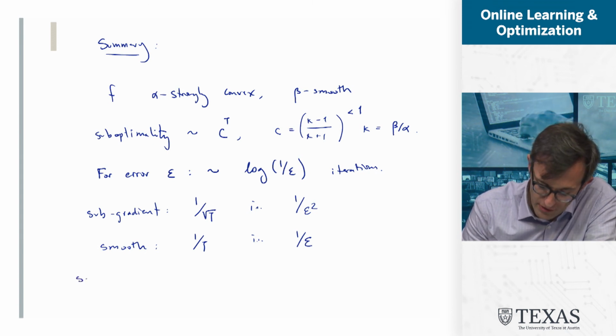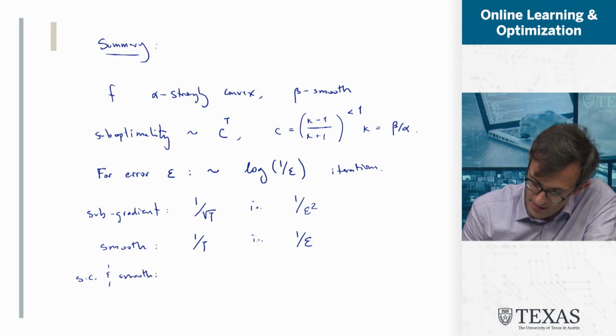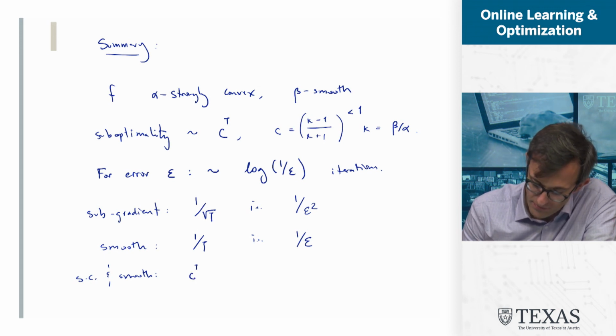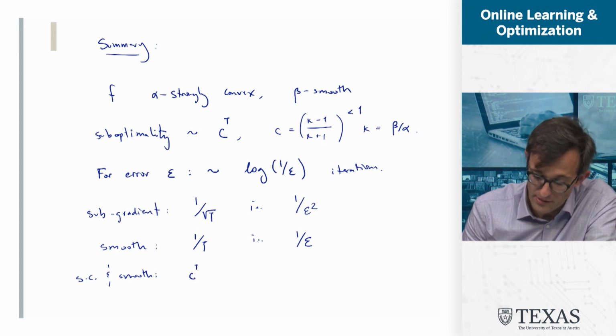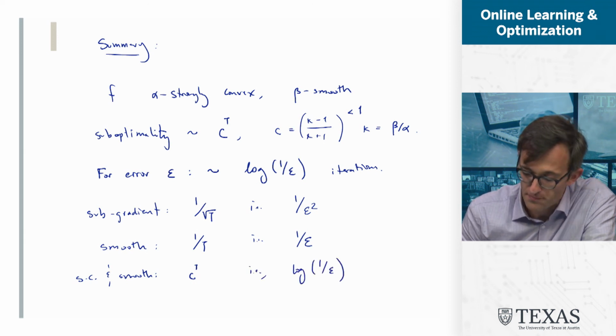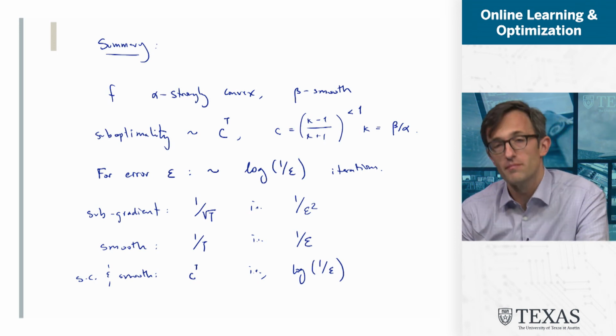And for strongly convex and smooth, the number of iterations I need is log 1 over epsilon. So I need something like c to the t, remember, c is less than 1, as my error after t iterations. In other words, I need log 1 over epsilon. You can see how much faster each one of these is. We're going to stop here and pick it up next time.